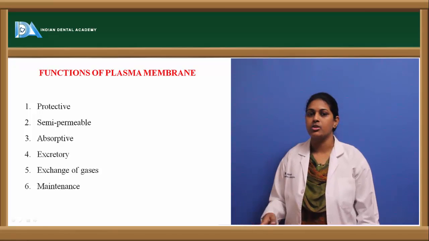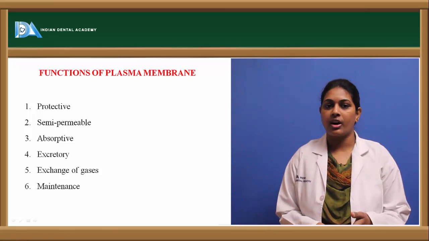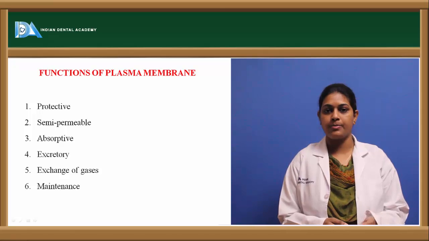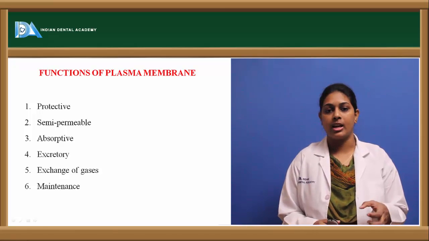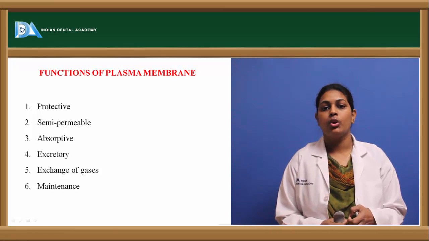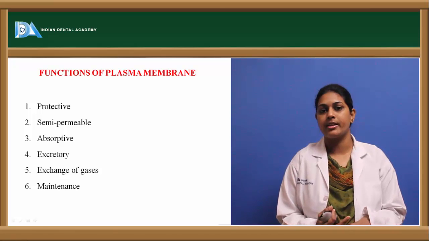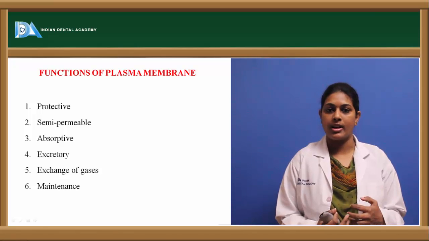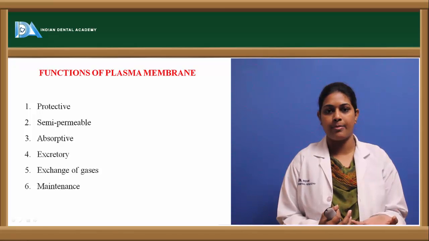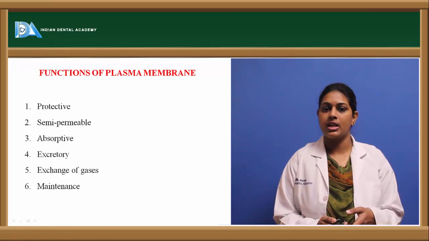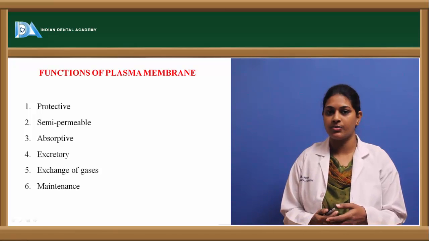Then comes the maintenance. Based on all these functions, the plasma membrane helps the cell organelles and the cell structure by protecting them. By preventing other harmful substances from entering, or preventing required substances from escaping out, by all these functioning systems it helps in the maintenance of the cell organelles and their functions as well.